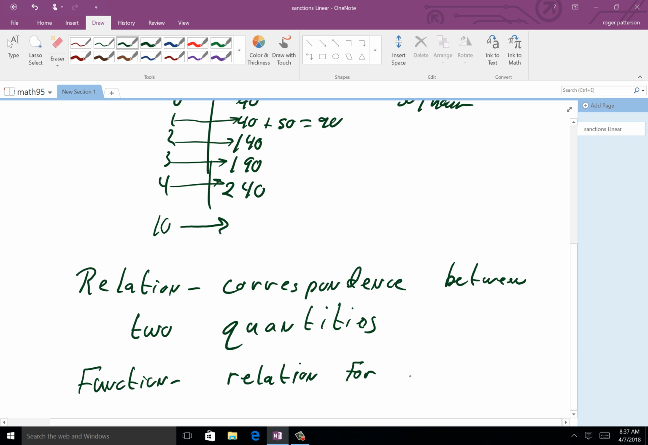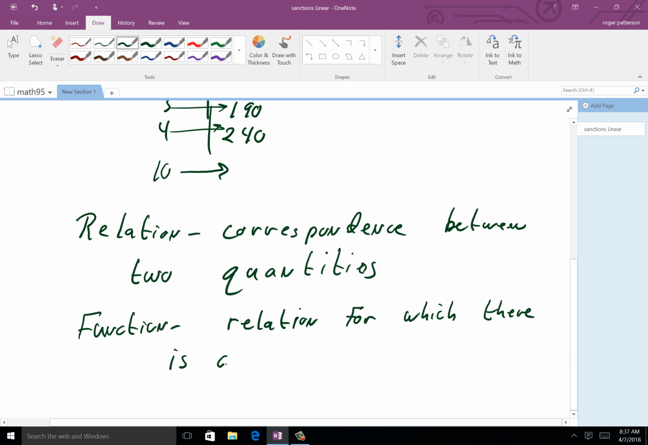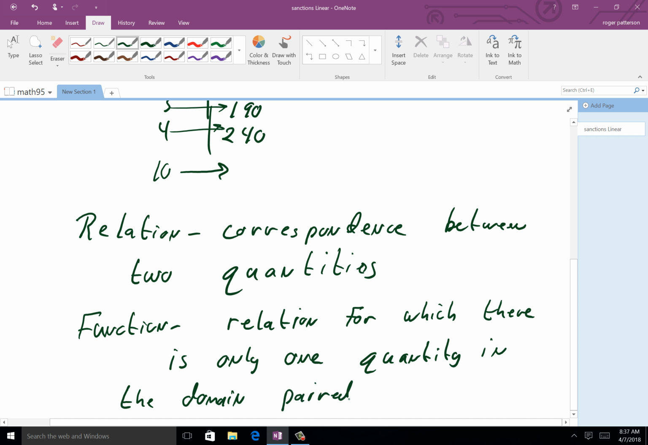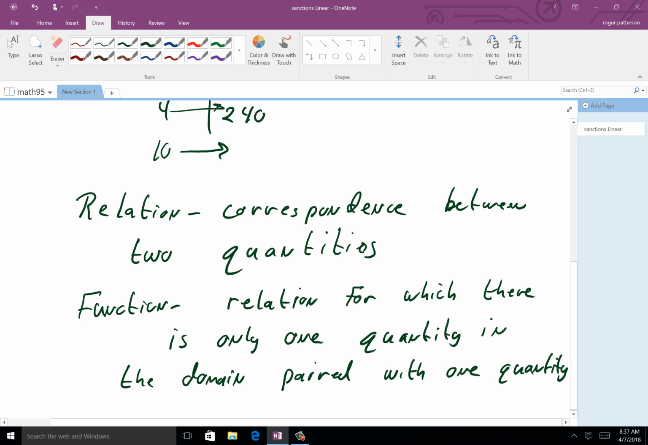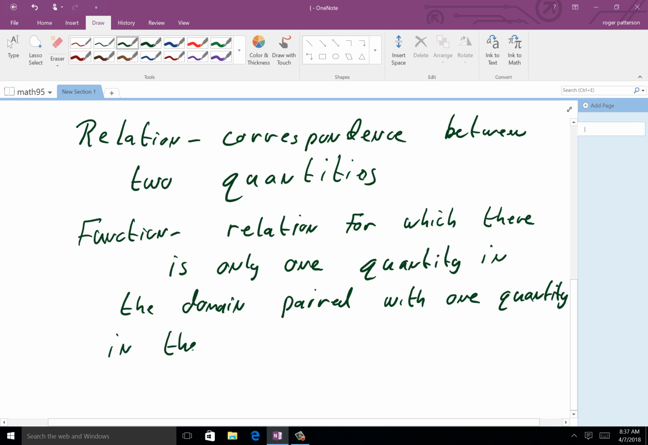So a function is a relation for which there is only one quantity paired with one quantity in the domain, which might not make sense right now, but will in a little bit, paired with one quantity in the... yeah, I kind of like that, but not a whole lot.